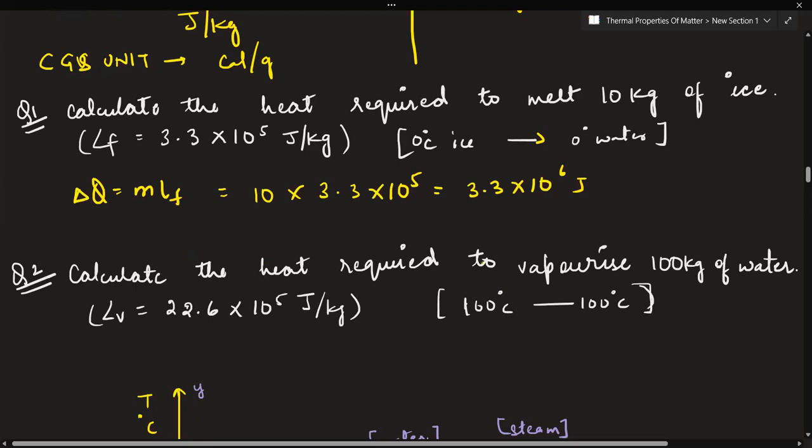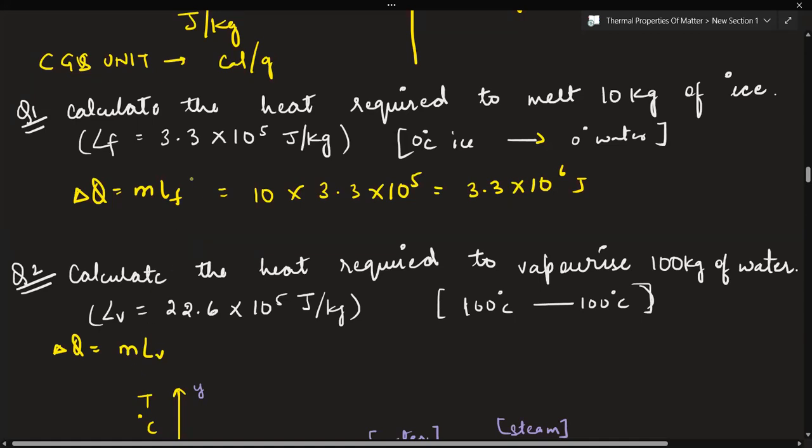Similarly, calculate the heat required to vaporize 100 kg of water. What kind of latent heat should I use? Latent heat of fusion, vaporization, condensation, sublimation, what? Latent heat of vaporization, yes, because this 100 kg of water is converted into steam or vapor. So delta Q will be equal to MLV. It's just that in order to differentiate the processes, we are writing LV, LF. It's the same only, delta Q is equal to ML.